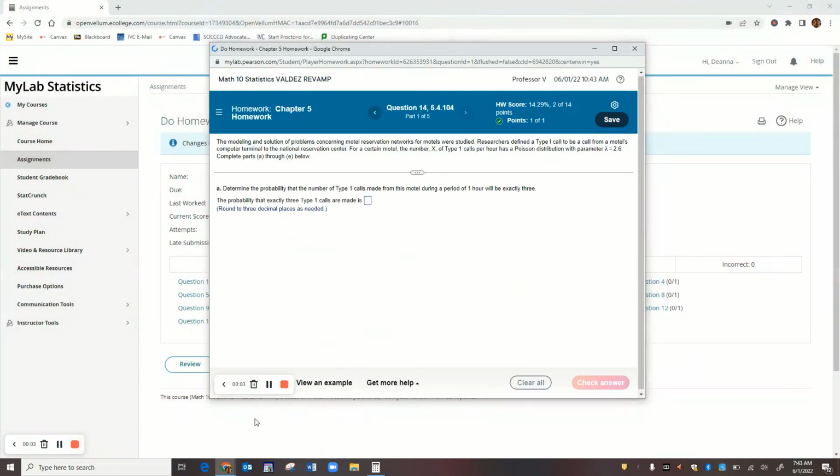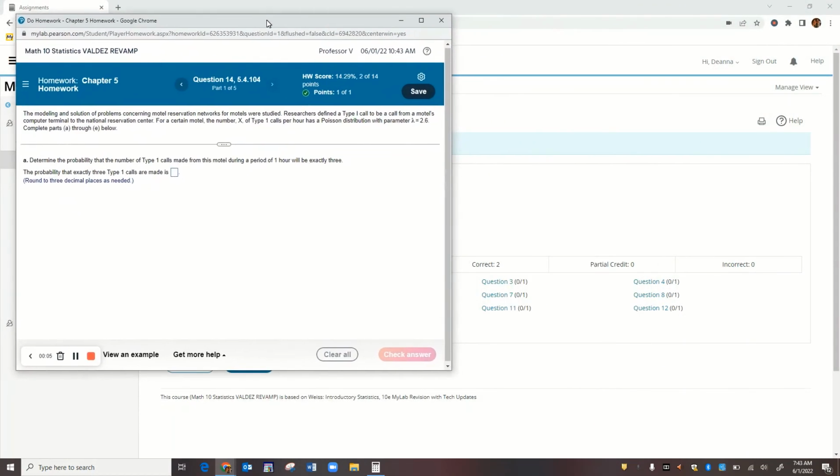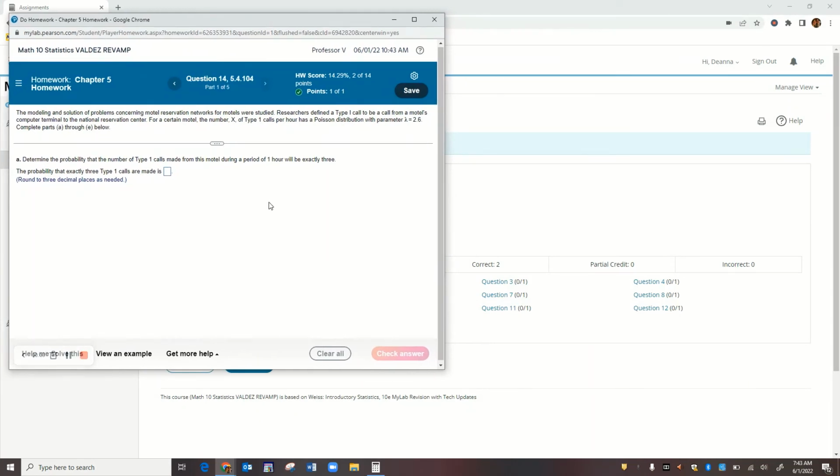Okay, Poisson distribution time. The modeling and solution of problems concerning motel reservation networks for motels were studied. Researchers defined a type 1 call to be a call from a motel's computer terminal to the National Reservation Center. For a certain motel, the number X of type 1 calls per hour has a Poisson distribution with parameter lambda equals 2.6. Complete parts A through E below.